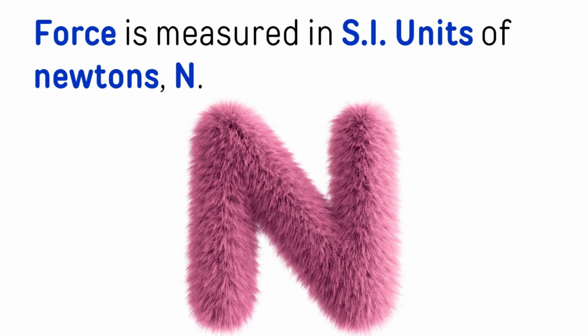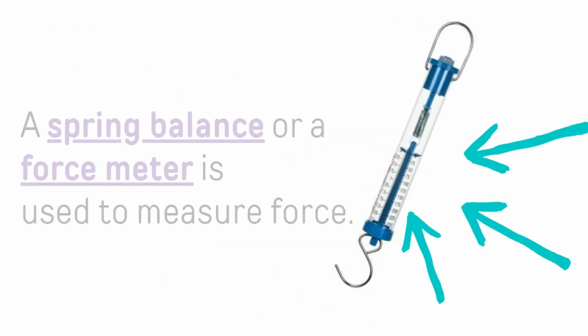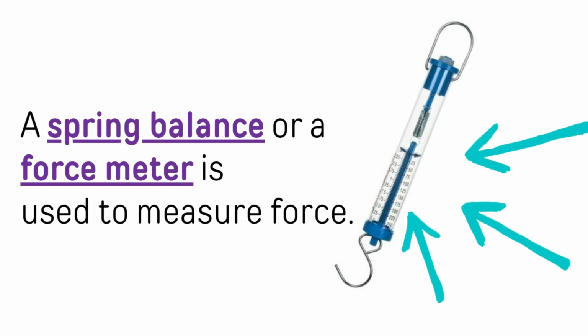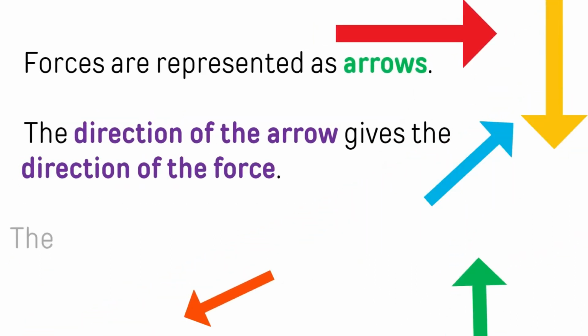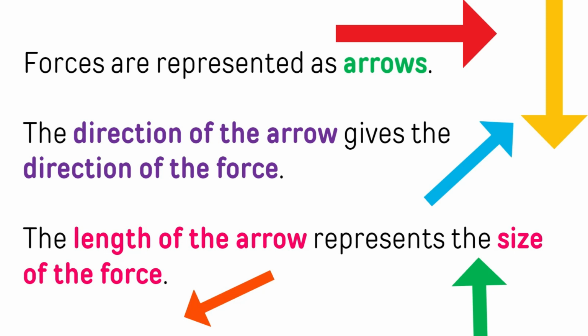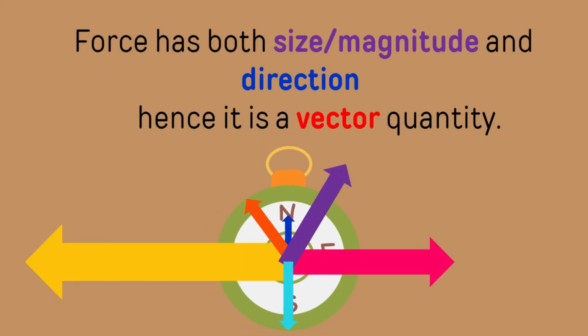Force is measured in SI units of newtons. A spring balance or a force meter is used to measure force. Forces are represented as arrows. The direction of the arrow gives the direction of the force. The length of the arrow represents the size of the force. Force has both size, magnitude, and direction, hence it is a vector quantity.